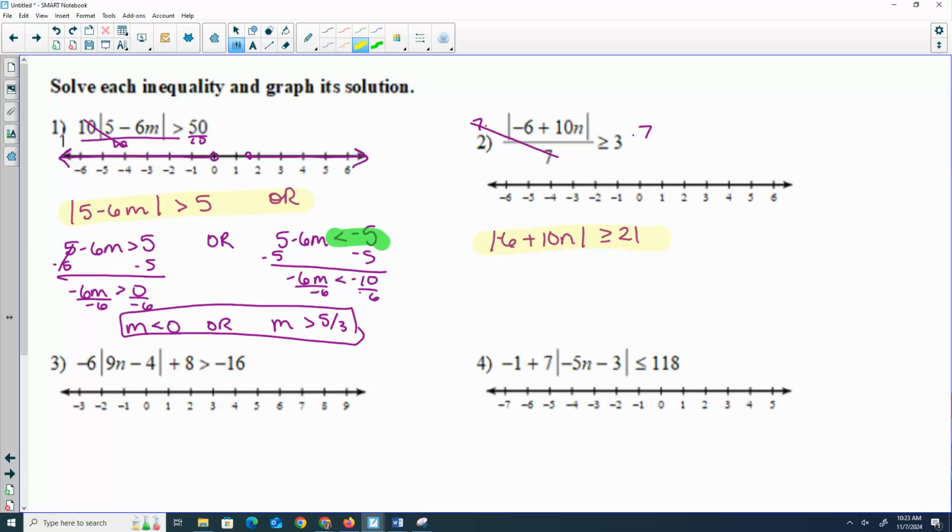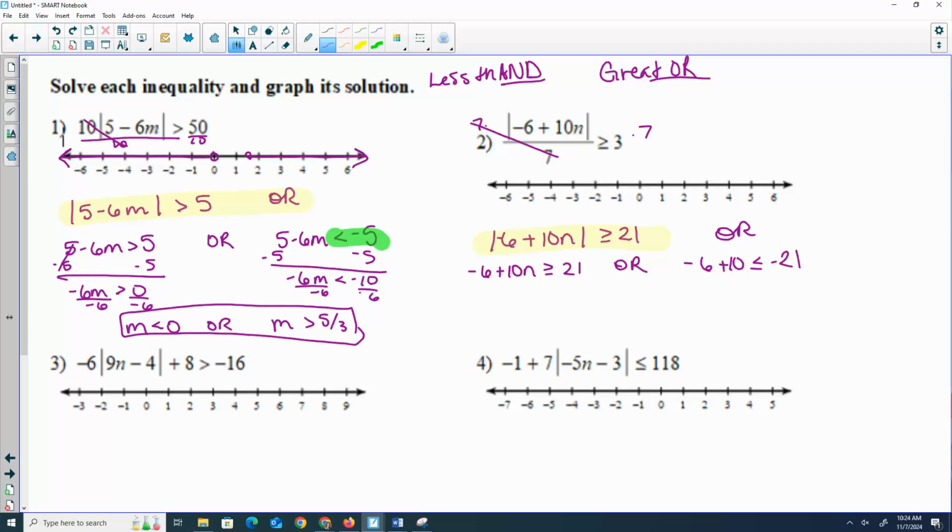We have to get the absolute value by itself first. Then I have to decide if it's and or or. Remember, less than is an and, right? Or is an or. So which one is this? Greater, so it's an or. So when we have ors, we're looking at two separate pieces. The first one, we just drop the absolute value. The other one, flip it and make it a negative.